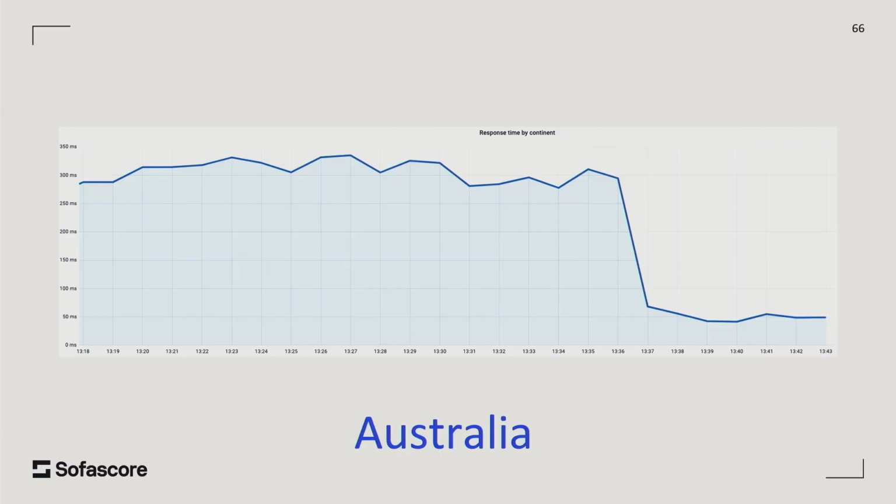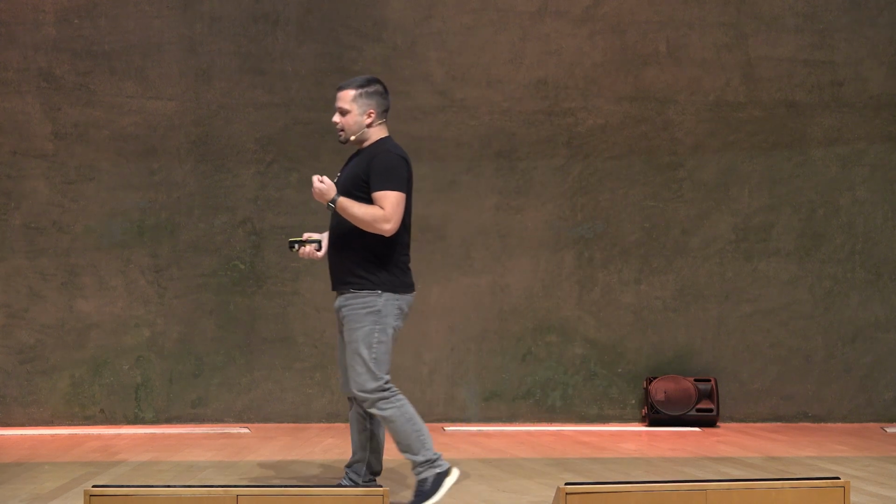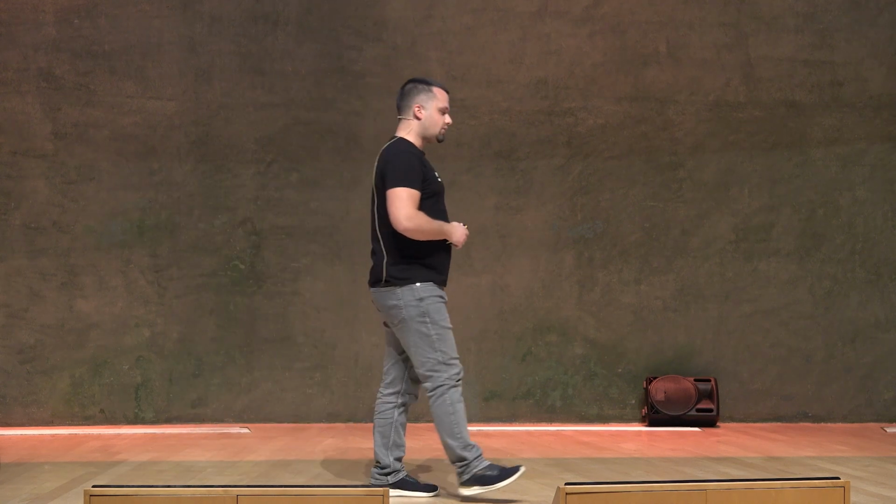And the result was pretty amazing. We reduced the latency in Australia from half a second, which you can perceive as a loader, to 80 milliseconds, which is basically instant. And we saw an increase in users in those areas. This is all over the world, but I got the screenshot from Australia.